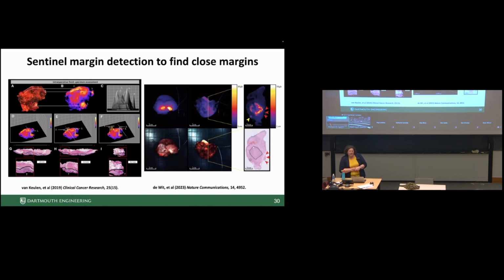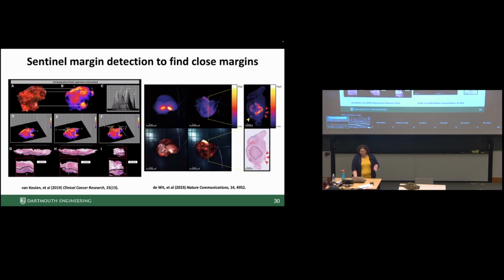One of the methods being used right now in the clinic for determining whether tumor boundaries have a positive margin or not is something called sentinel margin detection. What's happening here is the surgeons are taking the tumor out and they're measuring that outside edge of the tumor to see if they see any fluorescent hotspots, and they're correlating fluorescent hotspots to the presence of tumor. And this does actually fairly well. In about 5 millimeters depth, they can determine whether or not there is tumor in the margin.